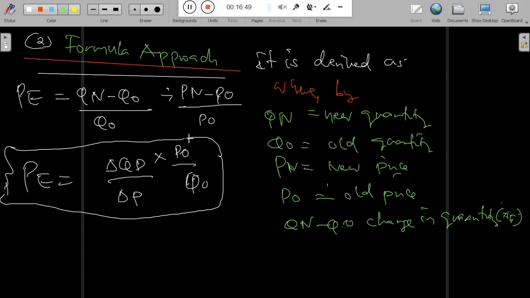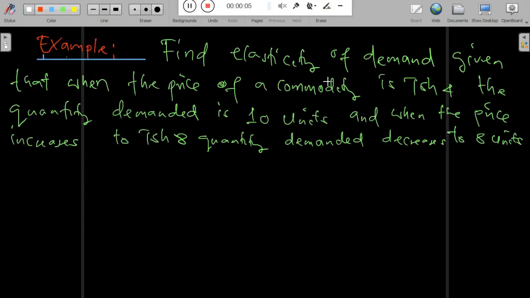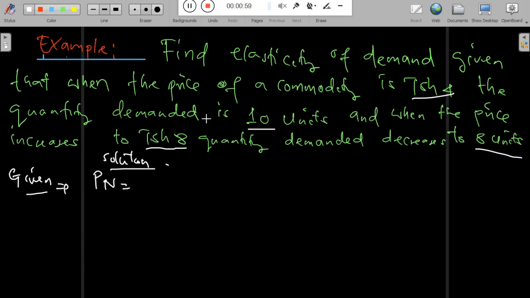For example, let's look at the following example. Find the elasticity of demand given that when the price of a commodity is 4 Tanzania shillings and the quantity demanded is 10 units, and when the price increases to 8 Tanzania shillings, the quantity demanded decreases to 8 units. So you are required to find the elasticity of demand.